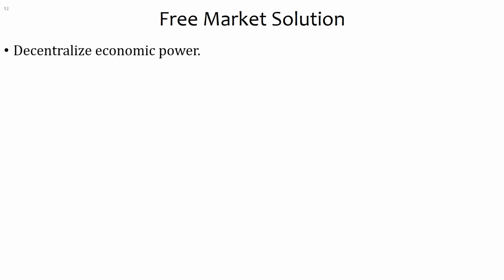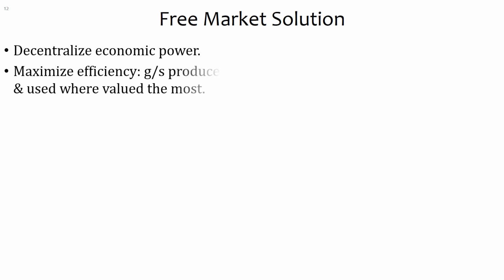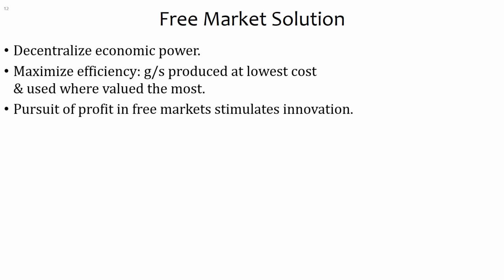The case for a free market, one of the benefits of a free market, is that it decentralizes economic power. Right? So instead of having all of the power in the hands of one organization called the government, it's going to be decentralized. Okay, so it cannot be abused as much. It maximizes efficiency because the goods and services are produced at lowest cost and used where they're valued the most. So that's the idea of efficiency, maximizing the pie.